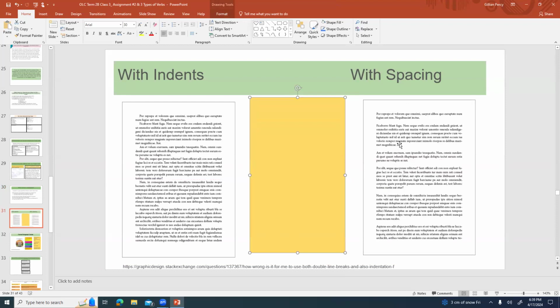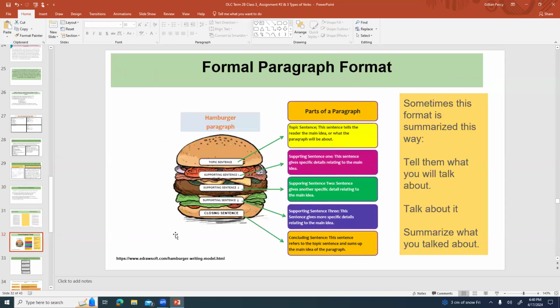So this is what's pretty common these days. I would just stick with this because it's probably the easiest. Okay, so formal paragraph format, it would be great if you used it for this assignment. You don't have to, but it sort of lends itself to it.